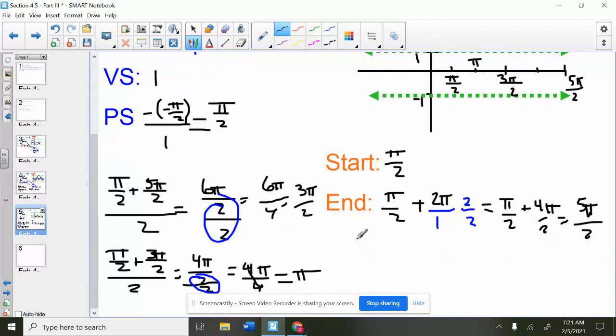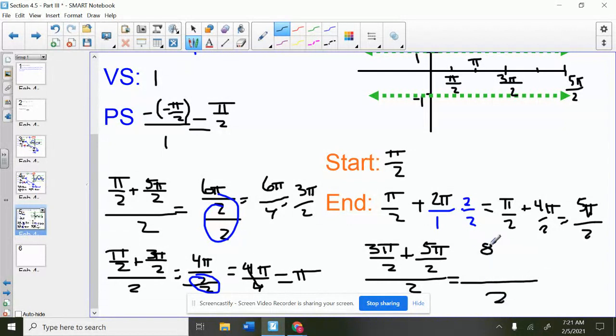Last one. These can be tedious with these ones, I understand. So halfway between 3 pi over 2 and 5 pi over 2. So 3 pi over 2 plus 5 pi over 2. Divide that whole thing by 2. So sometimes we like to write that out. This will give you 8 pi over 2, which is 8 pi over 4, because you're multiplying this denominator and this. And then that, of course, is just going to give you 2 pi.